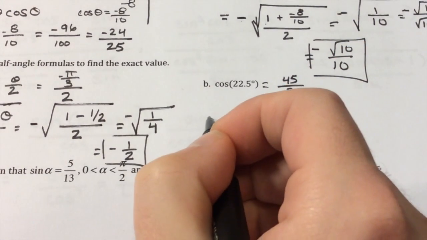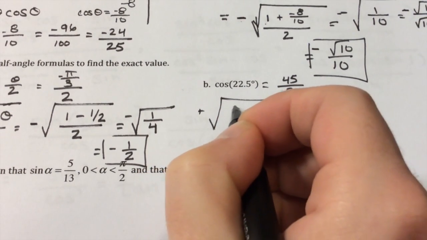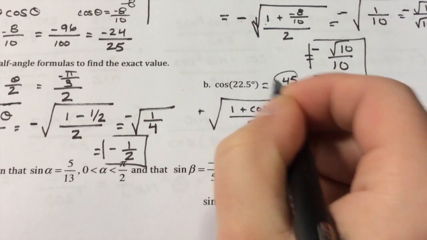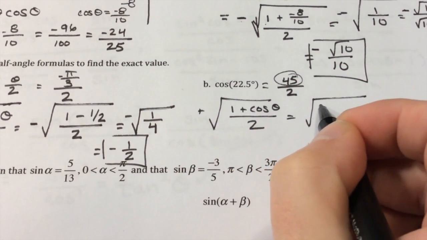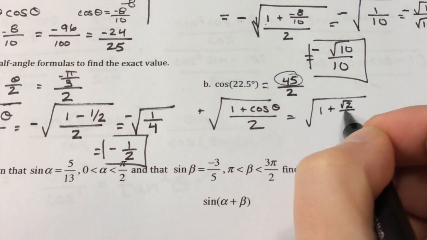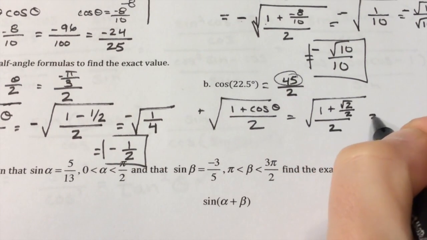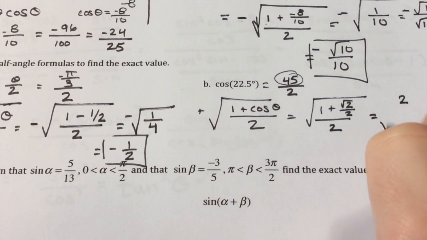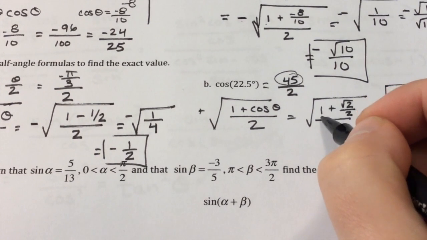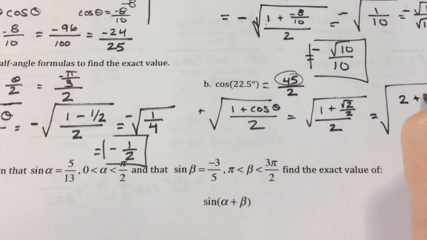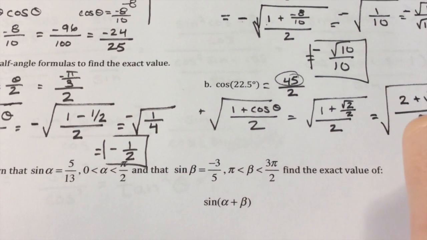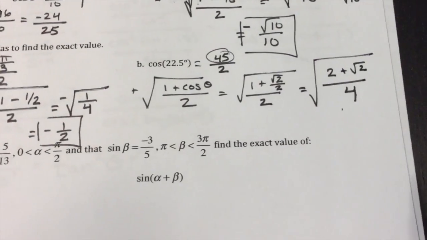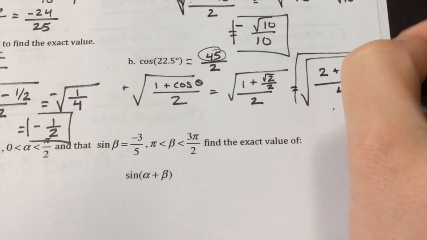This is in the first quadrant, so this is positive. 1 plus cosine of theta over 2. That's our theta. So that's 1 plus square root of 2 over 2, divided by 2. So this is the square root of 2 plus the square root of 2, all over 4. That's the most exact we're going to leave our answer, and you can leave it just like that.